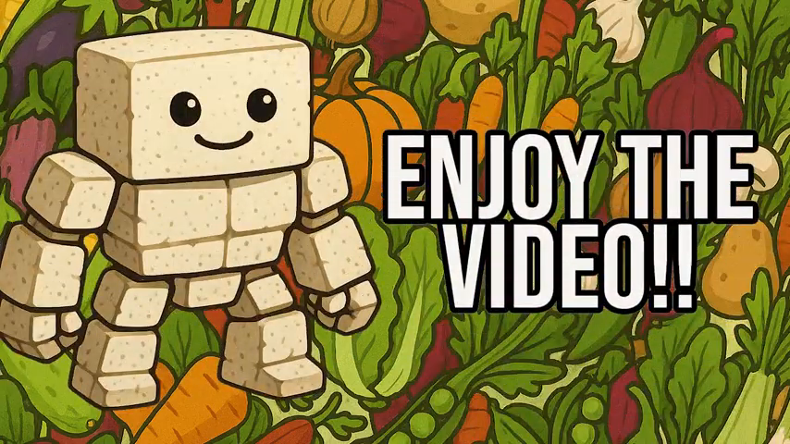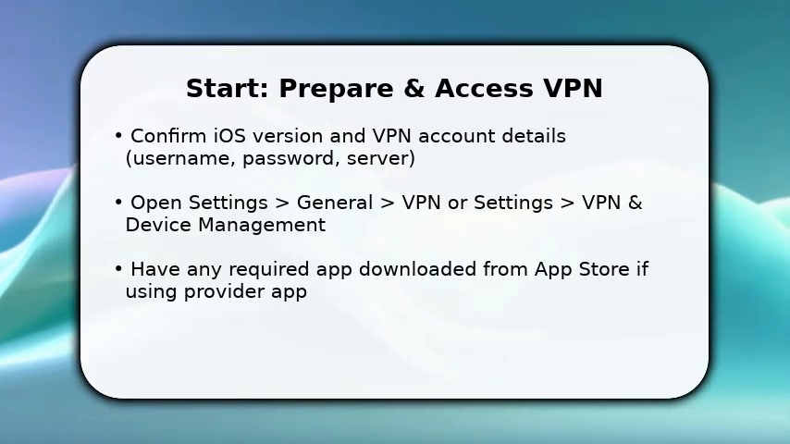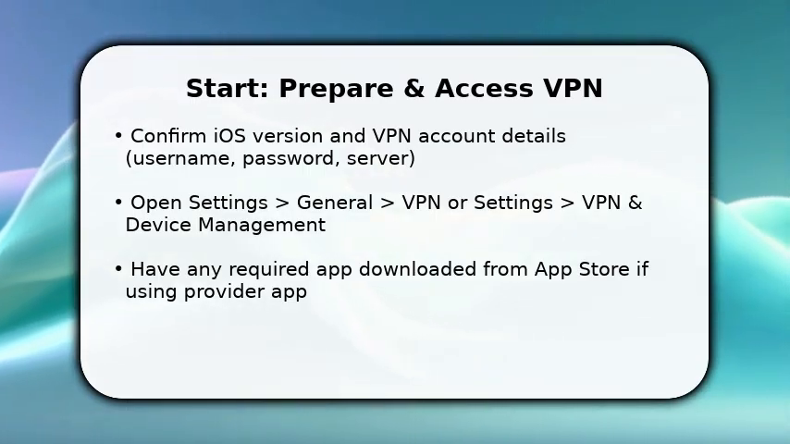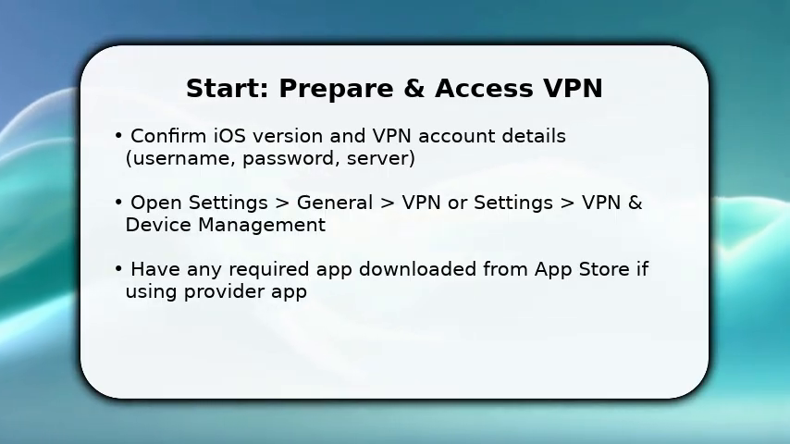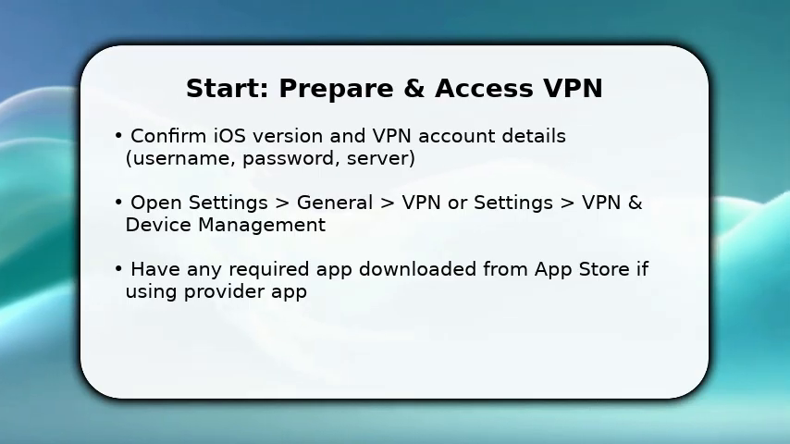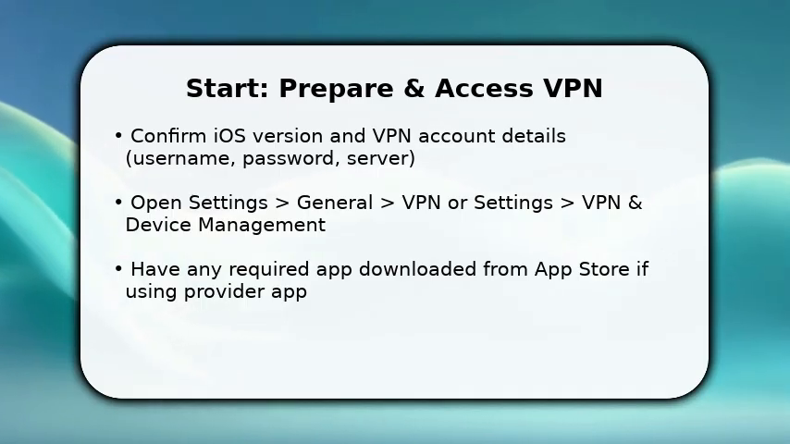Please enjoy the video. You begin by confirming your iPhone is updated and that you have your VPN account credentials ready. This prevents connection errors. Once done, open Settings and tap VPN or VPN and Device Management to start configuring. If your provider offers an app, download it now because apps simplify setup. Otherwise, you'll add a profile manually.